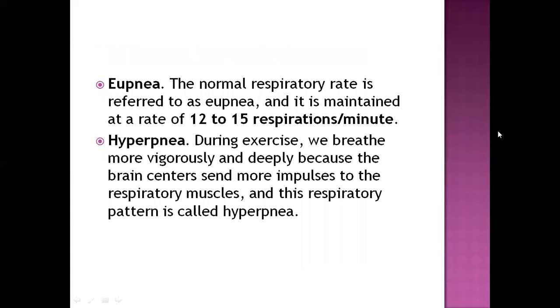There is information on eupnea. The normal respiratory rate is called eupnea, which is maintained normally. If we combine the normal respiratory rate of every age, we can find 12 to 15 per minute. Or if we talk only about adults, it can go to 20. Hyperpnea is excess breathing, which can occur during exercise or in disease conditions.